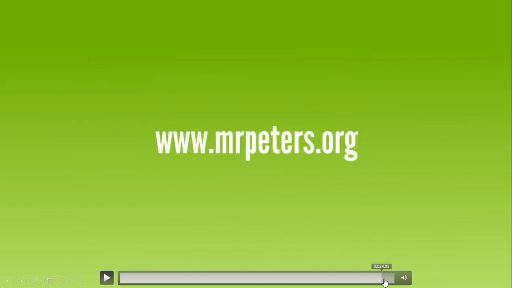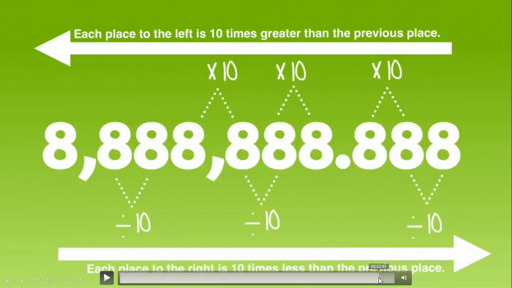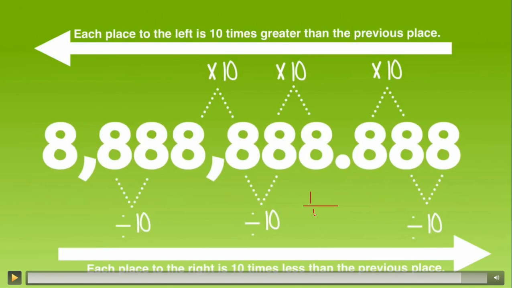Awesome. So let's go back to this one spot. I just want to talk about it right here. So let's get our pen. It says each place to the right is 10 times less than the previous place. We're going to be calling it 1/10. The reason why is because division and fractions are basically the same thing, and we're going to be learning about it.